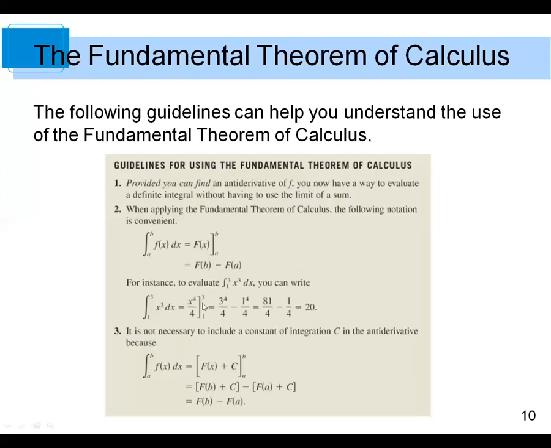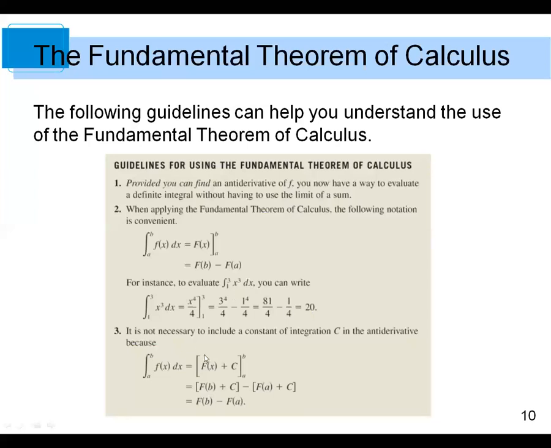For instance, to evaluate the integral from 1 to 3 of x cubed, you can write the integral from 1 to 3 of x cubed dx equals the antiderivative of x cubed, which is 1/4 x to the 4th, and the bracket with the 3 and the 1 indicates that you're going to plug in 3, plug in 1, and subtract. So we do that. 3 to the 4th over 4 minus 1 to the 4th over 4 gives you 81/4 minus 1/4, which is 80/4, which is 20.